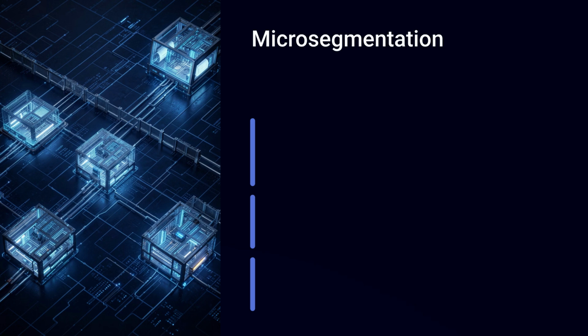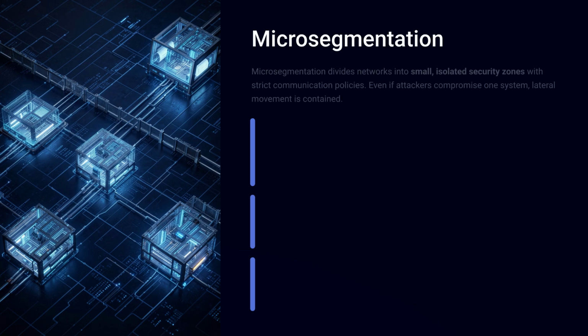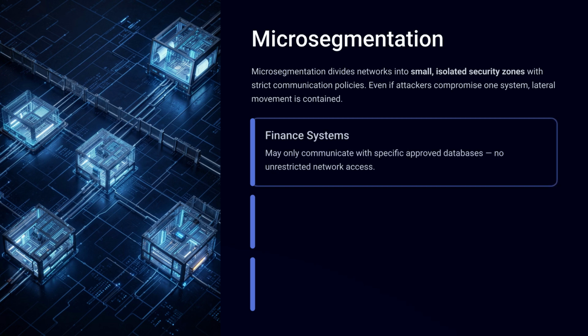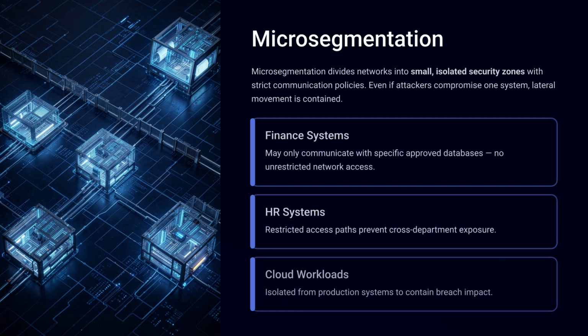Microsegmentation divides networks into small, isolated security zones with strict communication policies. This contains potential breaches and prevents lateral movement if one system is compromised. Examples include isolating finance systems, HR systems, and cloud workloads.